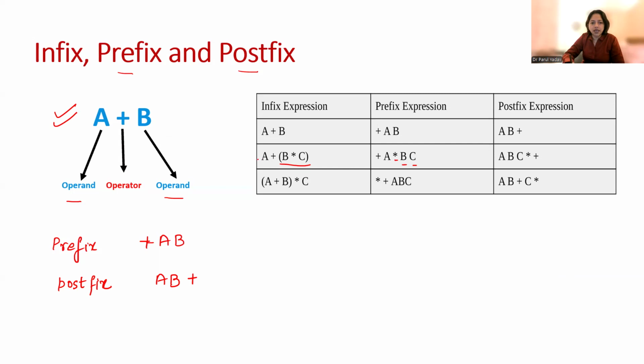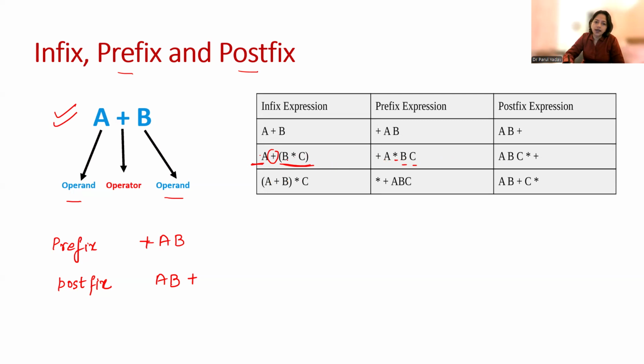Then this is A plus this expression, right? So what will you write? This is the operator which is applied on these two operands, so you will write plus, then the first operand, and then the second operand. So for plus, this is the first operand and this is the second operand. So you will write plus, then A, and the second operand. Make sense? Now let's try to write its postfix expression.